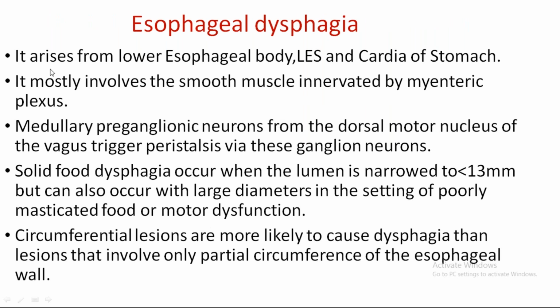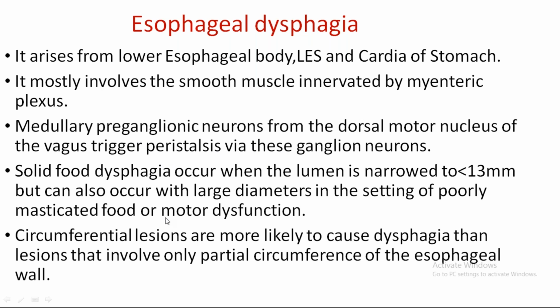So esophageal dysphagia mostly arises from the lower part of the esophagus, the lower esophageal sphincter, and the cardia of the stomach. It mostly involves the smooth muscles innervated by the myenteric nerve plexus. The dorsal motor nucleus of the vagus triggers the peristalsis via medullary preganglionic neurons.